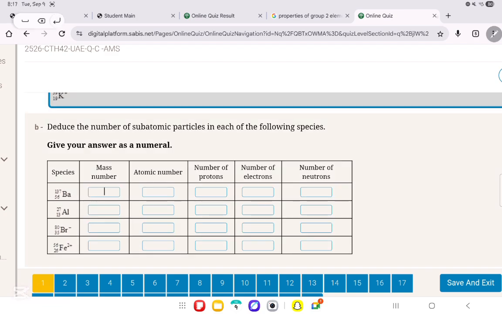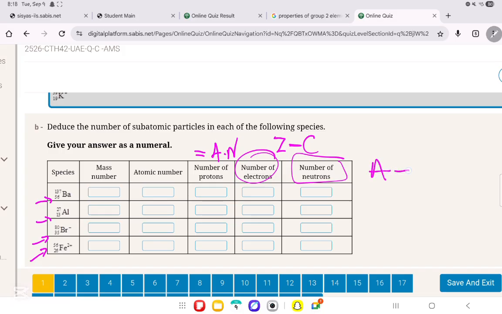Now, the mass number is the number on top for each of them. Atomic number is the number at the bottom for each of them. The number of protons is the same as the atomic number. The number of electrons is the atomic number Z minus the charge, okay? And the number of neutrons is the mass number A minus the number of protons.